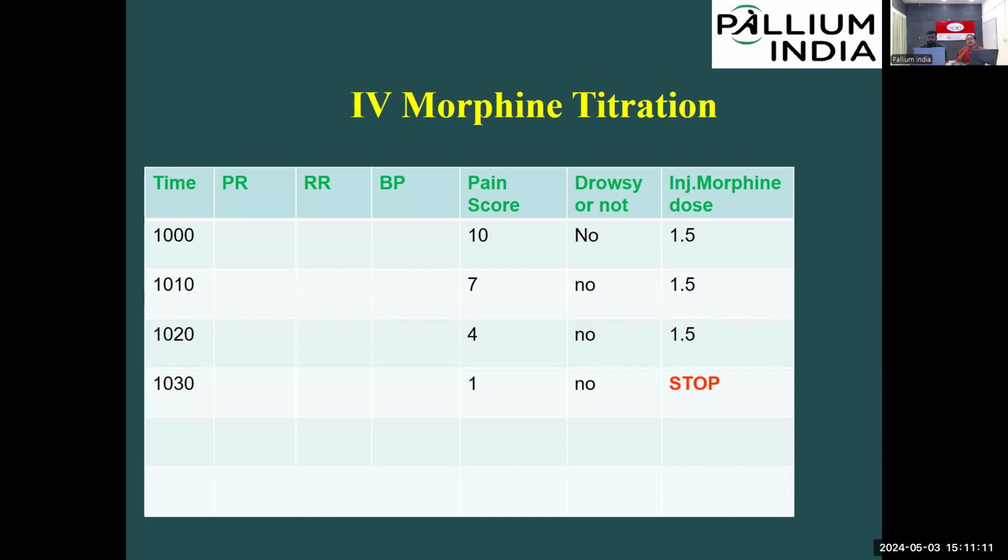This is an example, a patient scenario, where we have given 3 doses of injection morphine, and the pain score has come from 10 to 1 by 10. We have given this in 10 minute intervals, and a total of 4.5 milligram of IV morphine was given to this patient. And the patient had satisfactory pain relief.